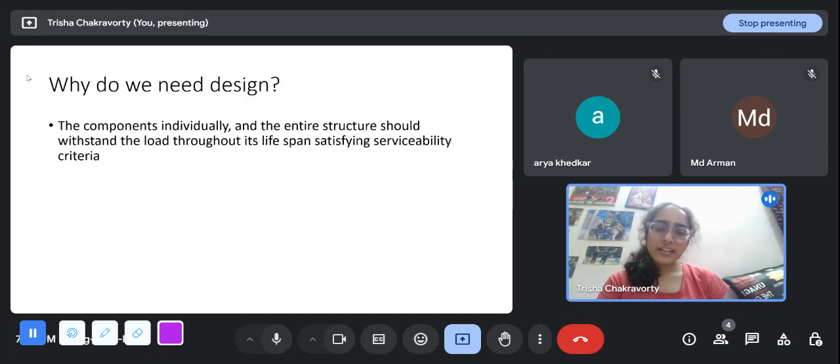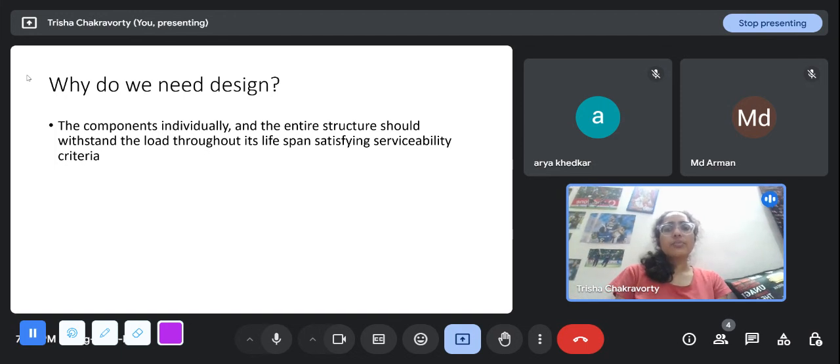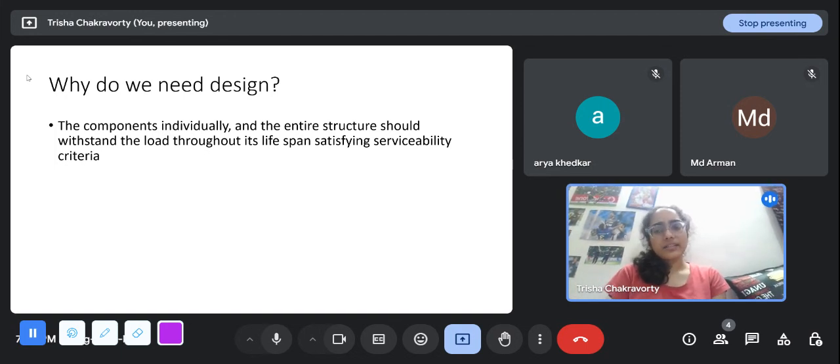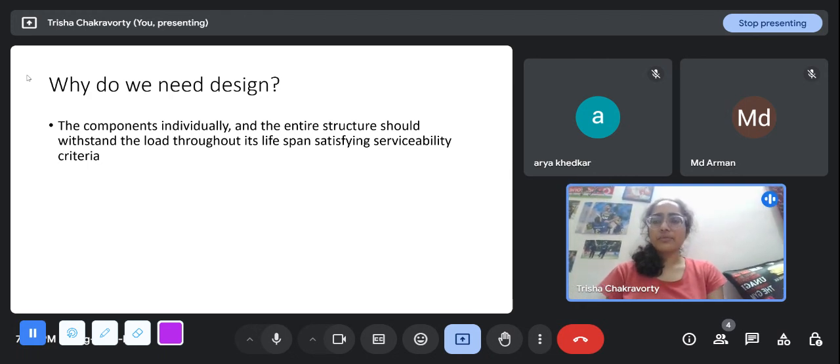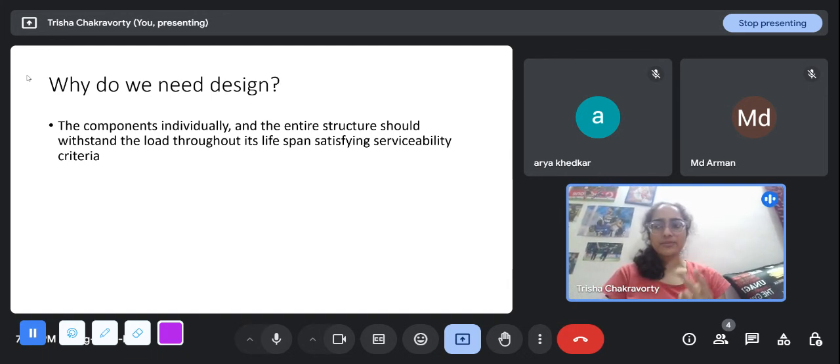And why do we need design? Design, what exactly does this term mean: the components individually and the entire structure should withstand the load throughout its lifespan, satisfying serviceability criteria. Now, withstand the load. What is this load? This load is what we are designing the structure against. There are four broad categories of load, the common ones: dead load, live load, wind load, and earthquake load. Dead load is the self weight of the structure and of the floor finish, like the marble or tiles. That is the dead load.